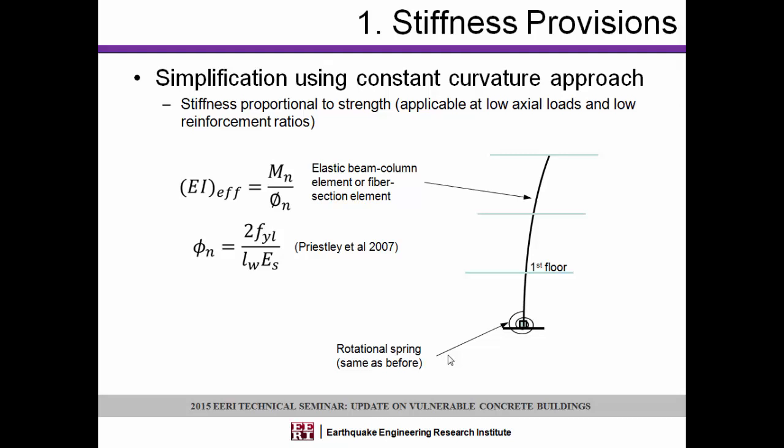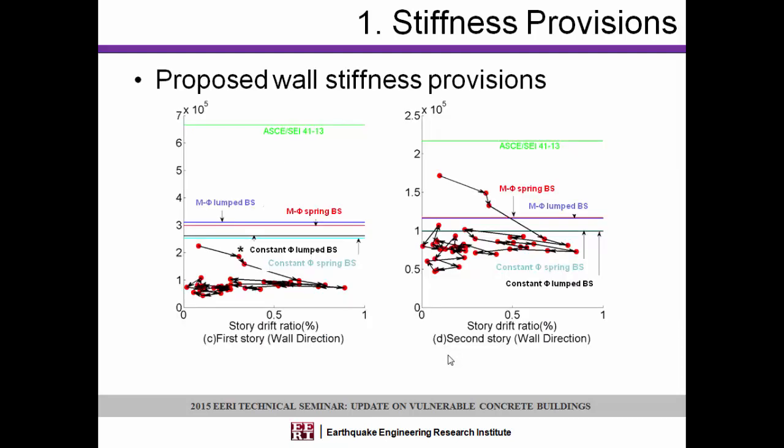And so how does all this fare? Here's how it fares at the first story and the second story in the wall direction of the building. This is the E-defense results. Depending which way, whether you use the spring or lump the EI effective together, or do the constant curvature down here. So these are all the variations we're proposing for ASCE 41. They all do reasonably well.